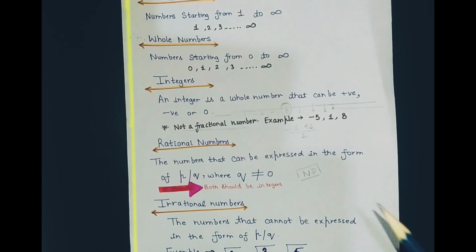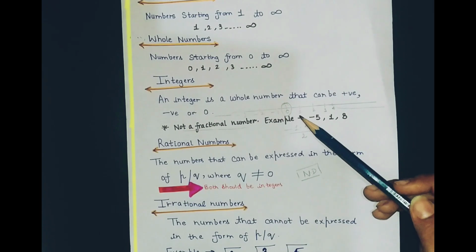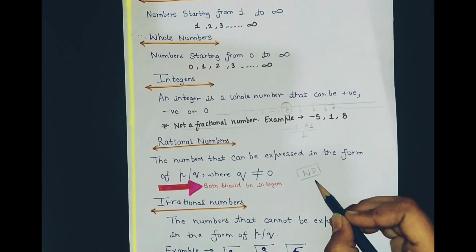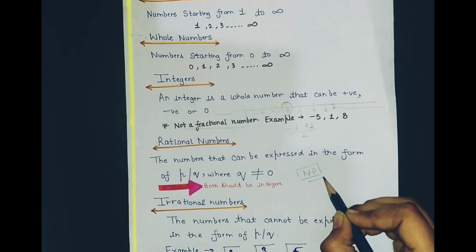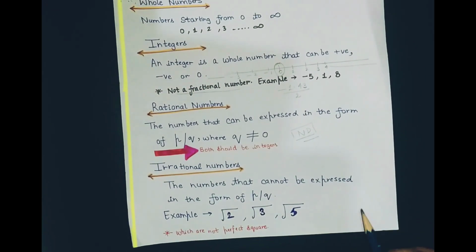As we know, what are integers? Either a positive number or a negative number, right? If q is equal to 0, then that number will be not defined. We will understand rational numbers more clearly later in the video. Let's move to the next one, that is irrational numbers.